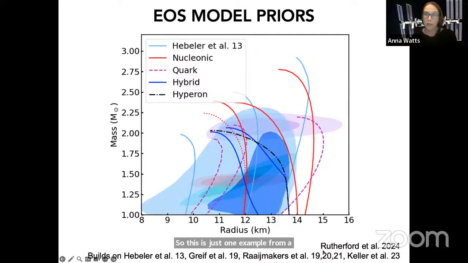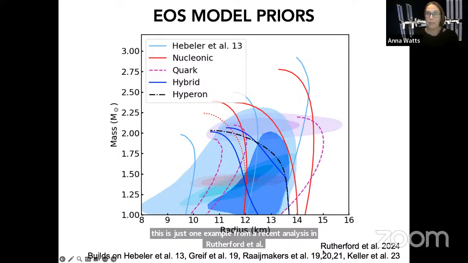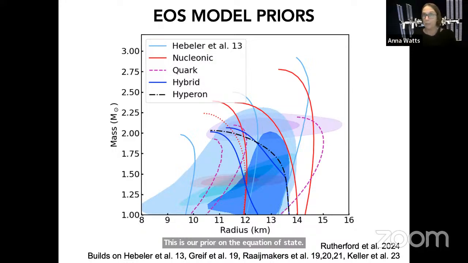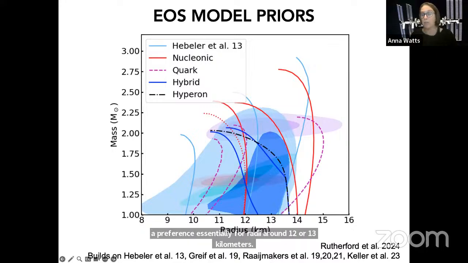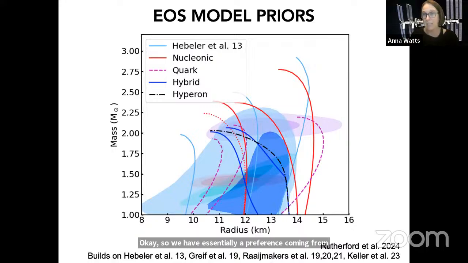This is our prior on the equation of state, basically of all the prior parameters that we're taking. And you can see already that for this particular model, there's a preference essentially for radii around 12 or 13 kilometers. Okay, so we have essentially a preference coming from the model. It's not particularly due to physics. It's also due to the way that we've chosen our priors, but you also need to be aware of that.